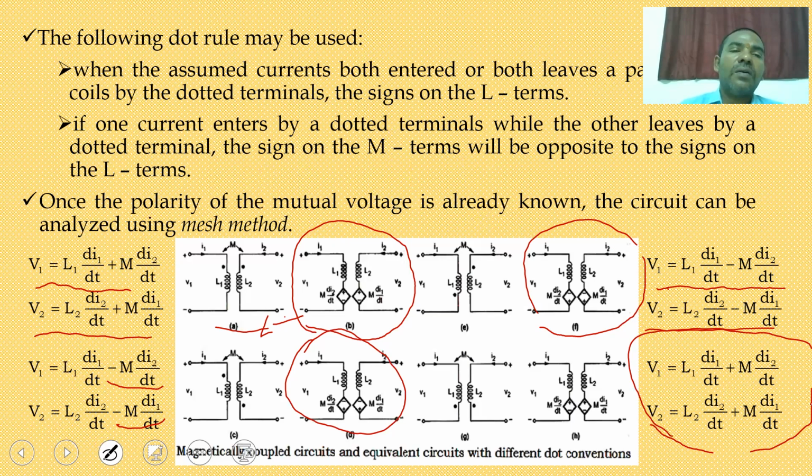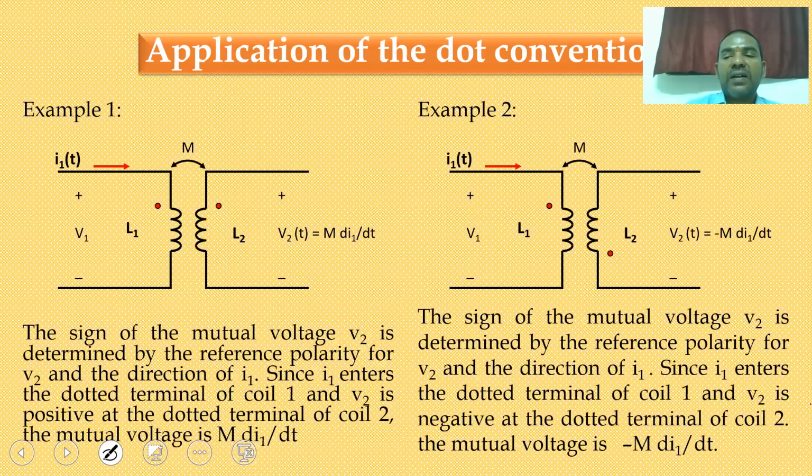Okay. So now coming to the application of dot convention. Here, due to the current, the induced EMF is generated either as a positive value or a negative value. I already told this. So here we are going for the pictorial representation. L1, L2 are the two coils, and two dots are at the starting. V1 is the applied voltage, I1 is the current flowing in the first coil, and M is the mutual inductance between the two coils.